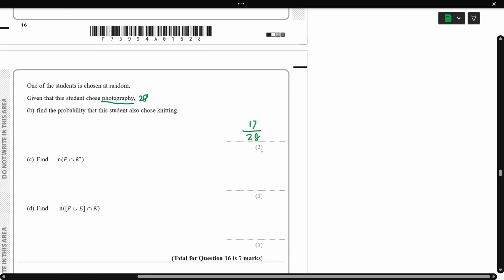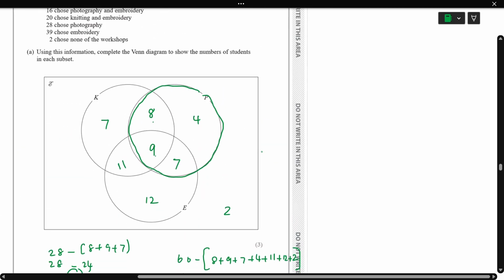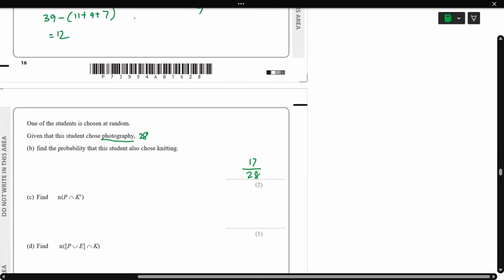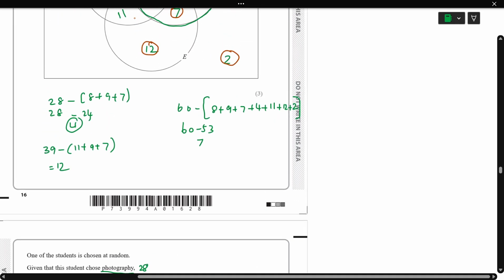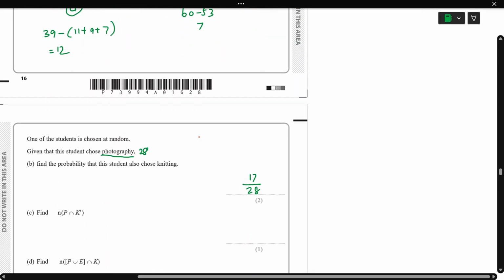Next, find the number of P intersection K dash. Other than K, there are only 4, 7, 12 and 2. These are all the numbers other than K. So 1, 2, 3 and 4. But the question is other than K, intersecting with P. So common with P, only 4 and 7 are there. So the answer is going to be 11.